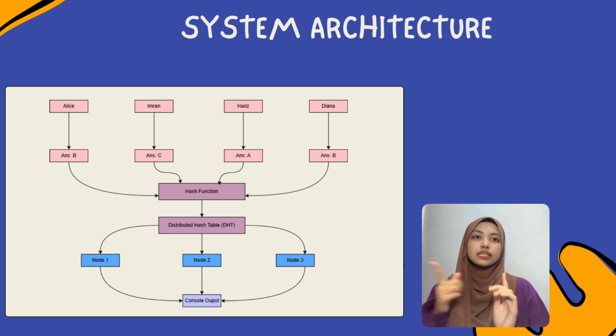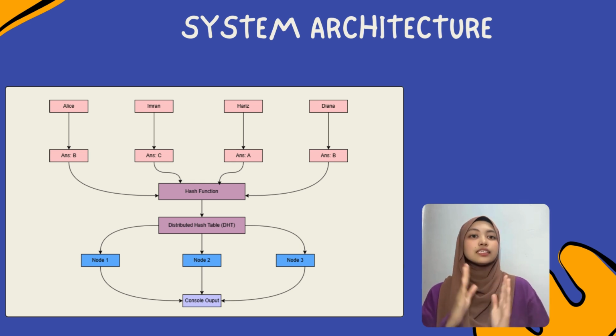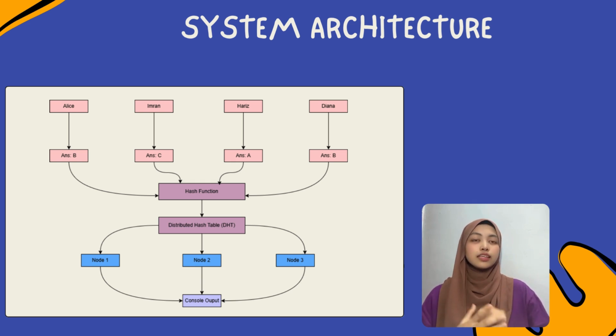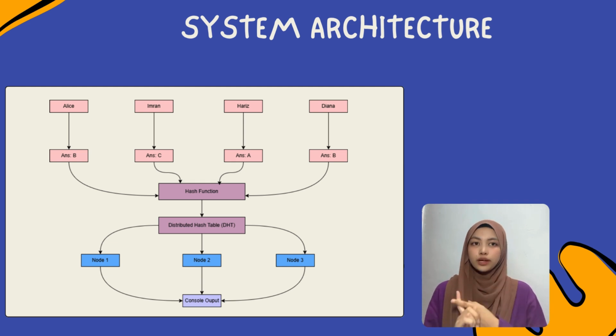First, we have 4 students: Alice, Imran, Haris and Diana. These 4 students will submit their answers, and a hash function is applied to each answer to generate a key. The hash value will pass to the distributed hash table. The distributed hash table will assign each data, that means each answer, to a specific node. So we have 3 nodes: node 1, node 2 and node 3. When the data needs to be retrieved, the output will be displayed in the console output.